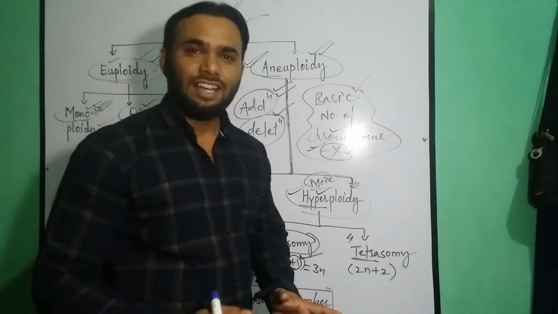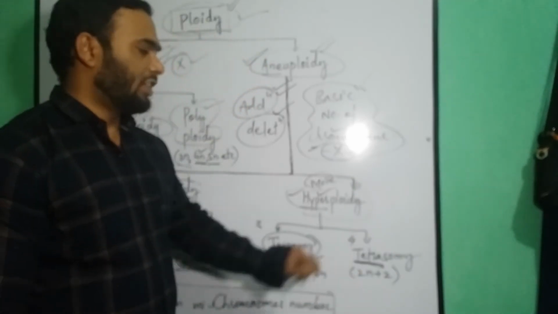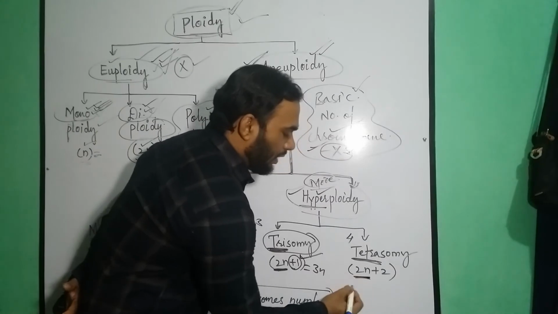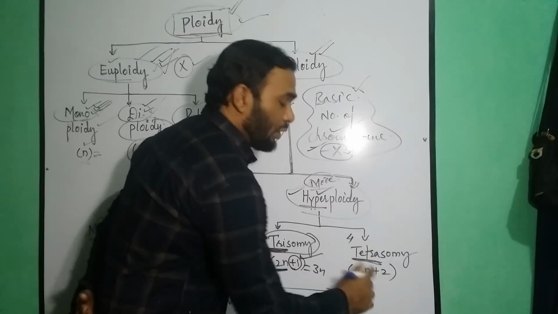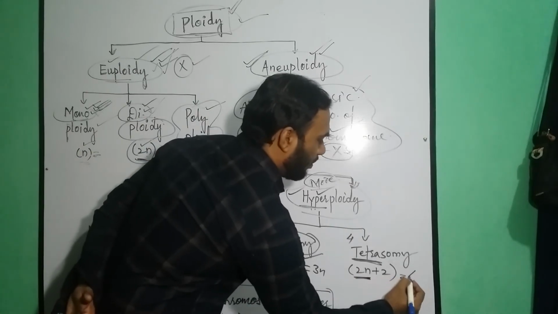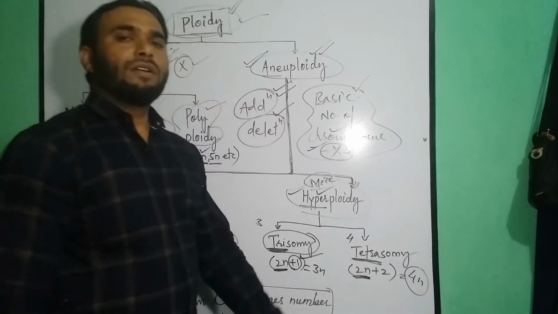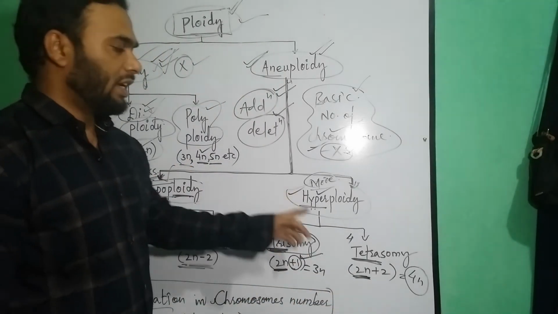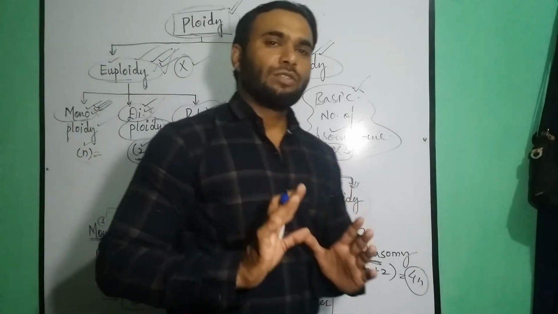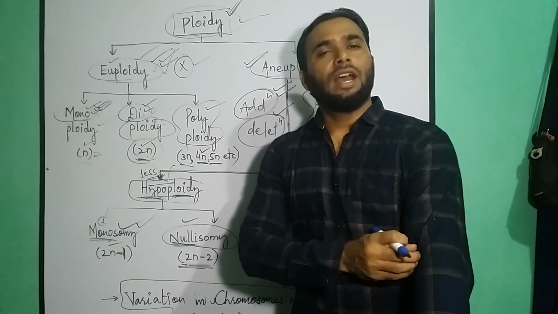And dear students, lastly there is tetrasomy, and tetra means 4, as you know. So what will happen? Instead of 2n, there will be 2 extra chromosomes in the normal number, and likewise it will be 4n instead of 2n. So this type of pattern of chromosome number in the cell is called tetrasomy. It is an example of hyperploidy. So dear students, this is about ploidy, and I hope you have got it.